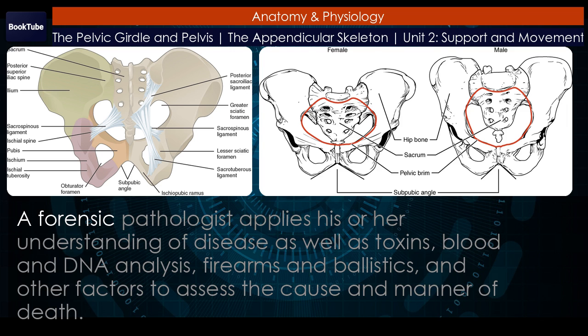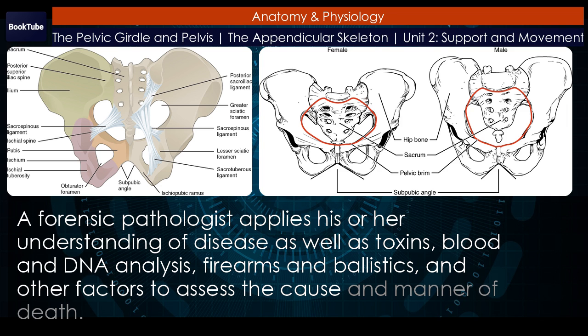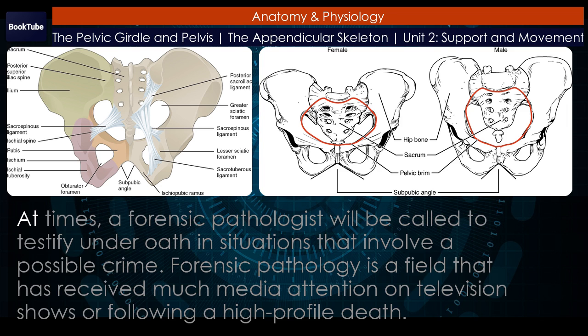A forensic pathologist applies his or her understanding of disease as well as toxins, blood and DNA analysis, firearms and ballistics, and other factors to assess the cause and manner of death. At times, a forensic pathologist will be called to testify under oath in situations that involve a possible crime.